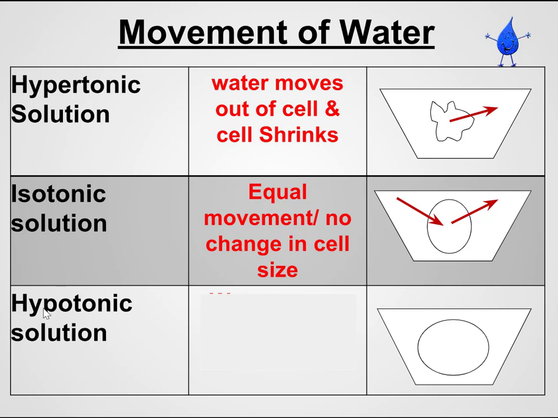For isotonic solution, I think iso happy, because we have equal movement and there's no change and we are happy that our cells are good. So iso happy that my cell is not changing size.